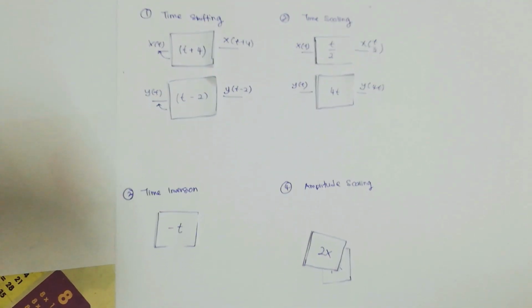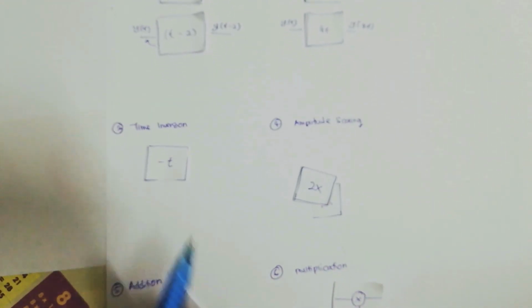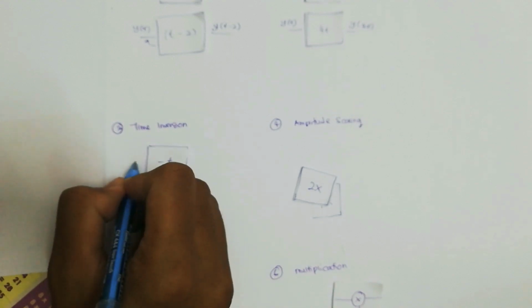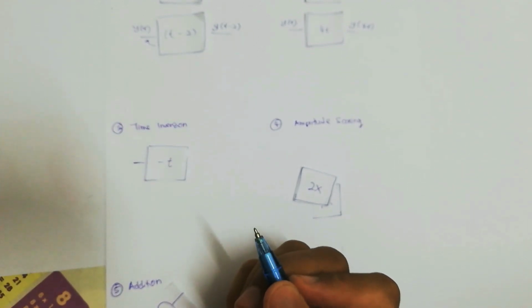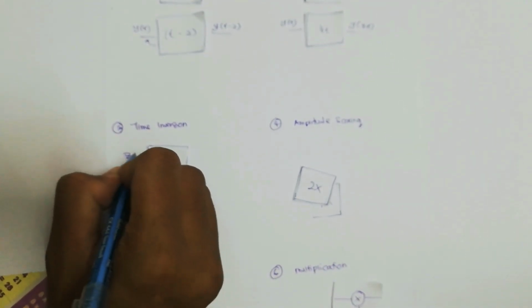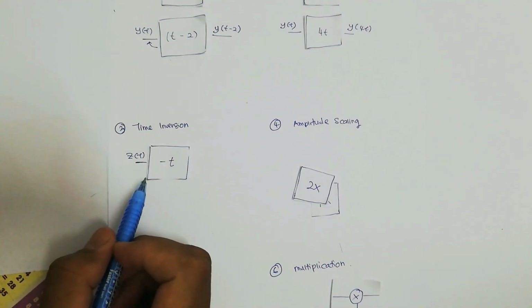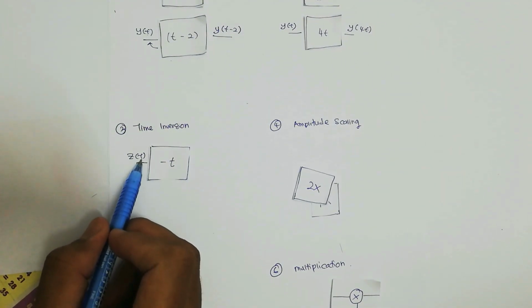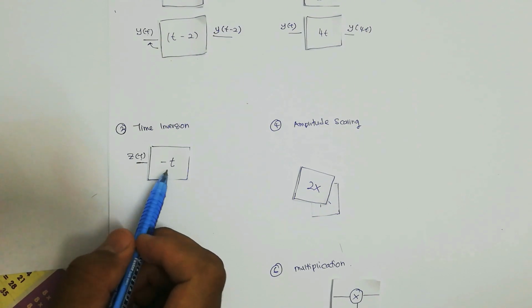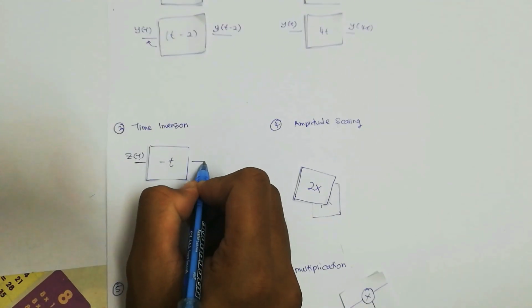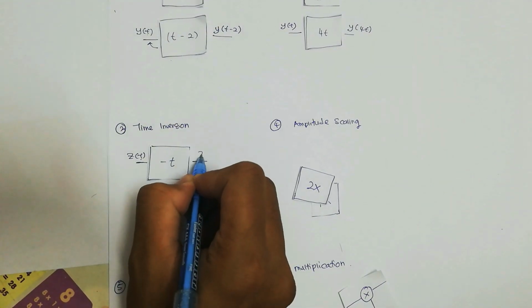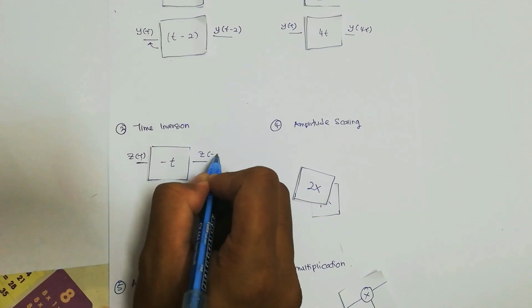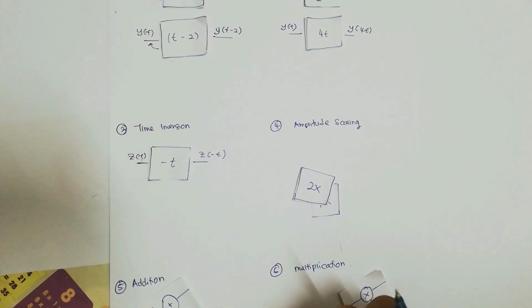Another example is the time inversion system. If you have the input z(t), the most important thing is that you need to replace t with minus t. So you can expect the output of the system will become z(-t).